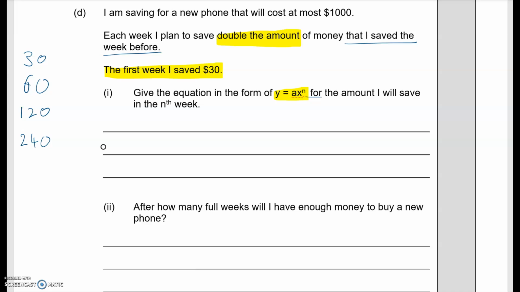And so just to see the pattern, I'm going to divide these numbers by 30. 30 divided by 30 is 1. 60 divided by 30 is 2. 120 divided by 30 is 4. 240 divided by 30 is 8. That's because it's doubling every time. You can see this pattern. So we're going to have 2 to the power of something, and 2 to the power of n is the key exponential part. So every week, it's double.